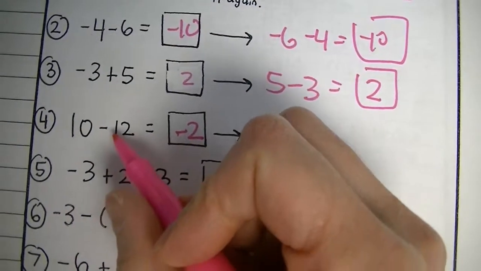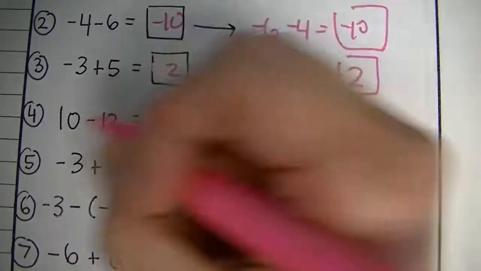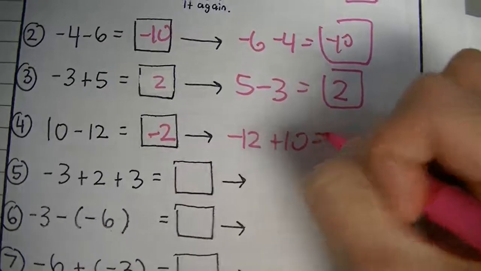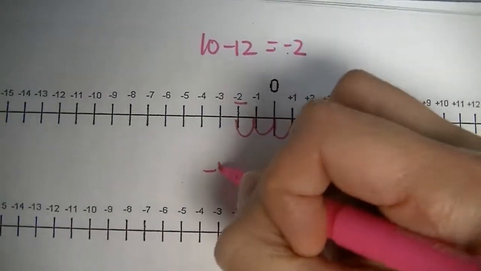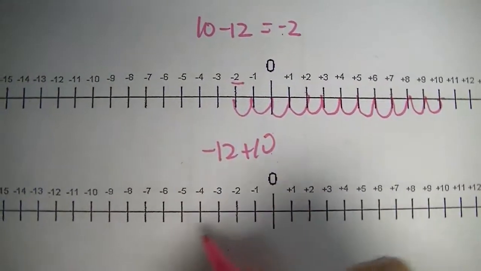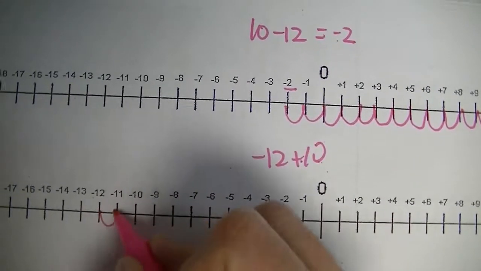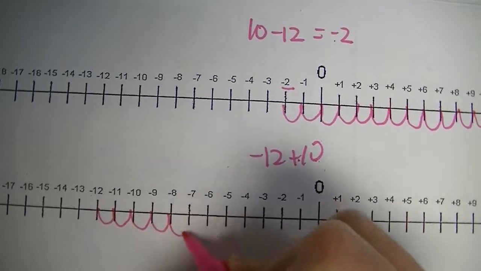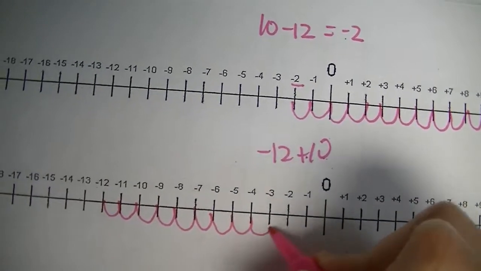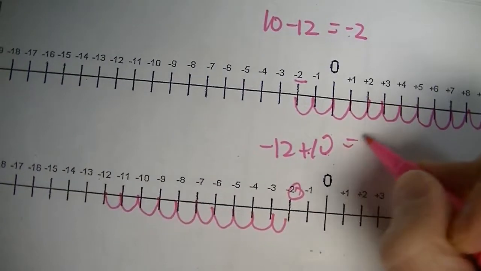And let's go ahead and reverse the order. Negative 12 plus 10. So we're going to start at that negative 12. We're going to go to the right 10. 1, 2, 3, 4, 5, 6, 7, 8, 9, 10. Puts us at negative 2.